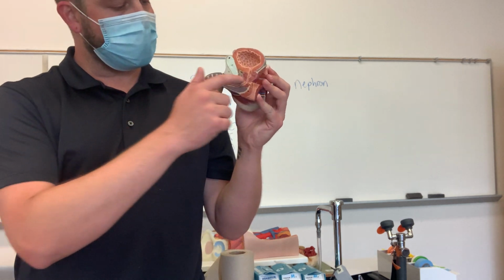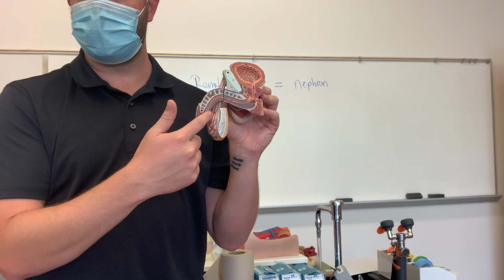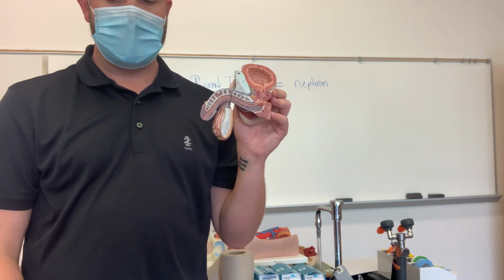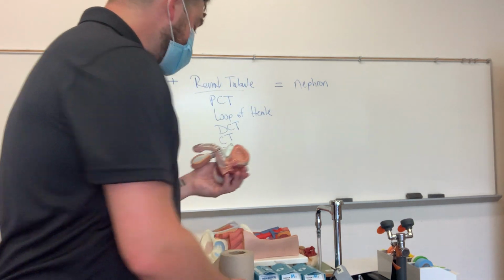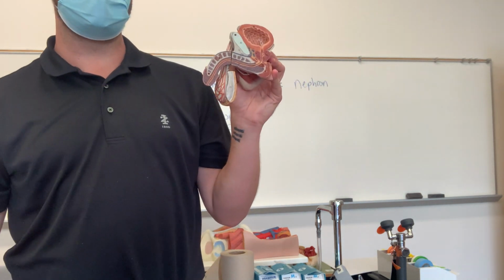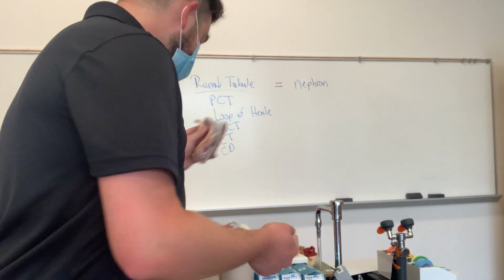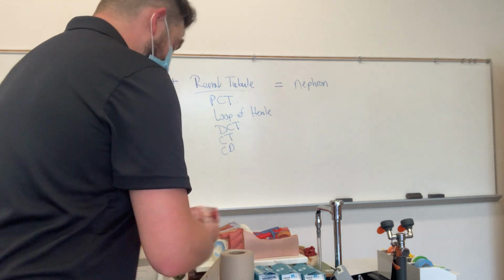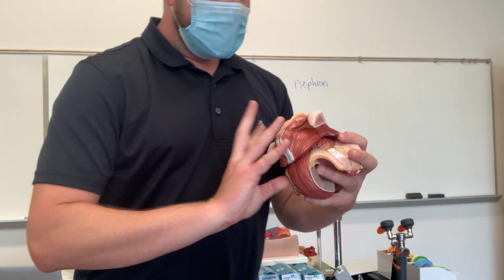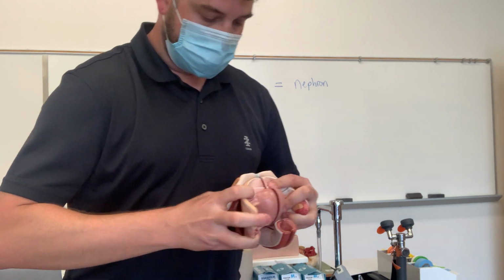So males will have the prostate and 3 sections to their urethra. The male urethra is for both urine and semen, so it has both a urinary and reproductive function. The female urethra is just for urinary purposes. Let's open this one up.